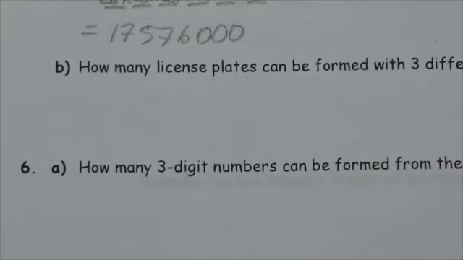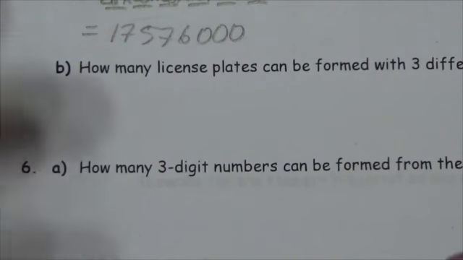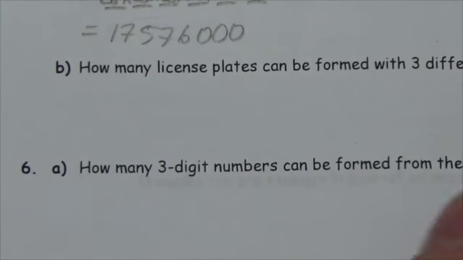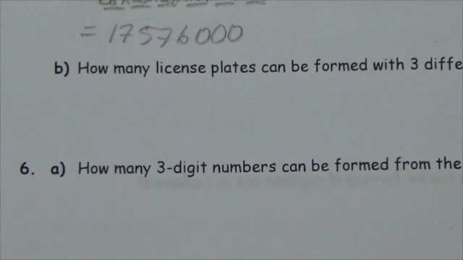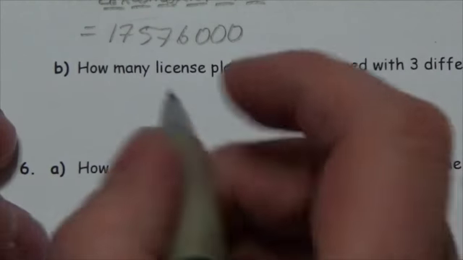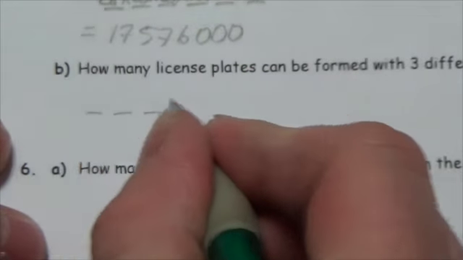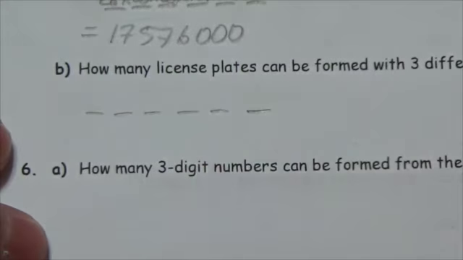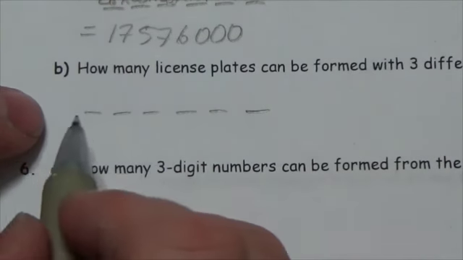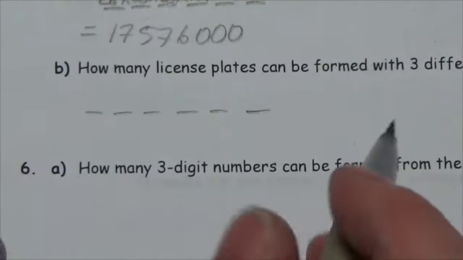How many license plates can be formed with 3 different letters followed by 3 different numbers? Okay, so now in this question right here, we eliminate that little bit of interpretation there because we're telling you that you have to use 3 different letters followed by 3 different numbers. So again, we've got six subtasks to accomplish here. 3 letters followed by 3 numbers here.